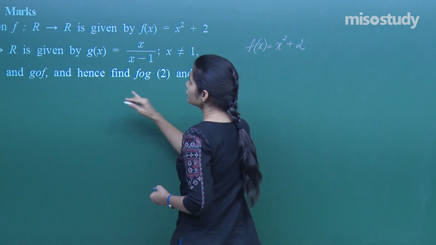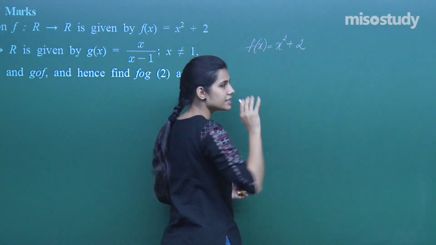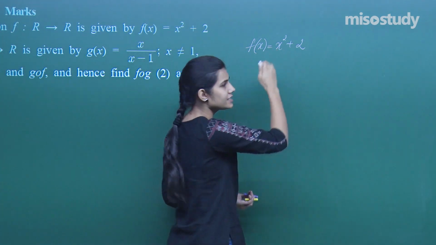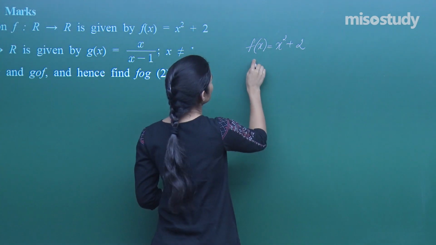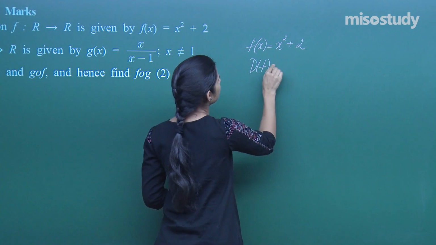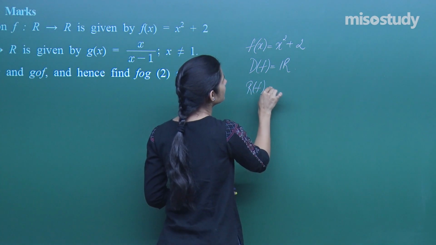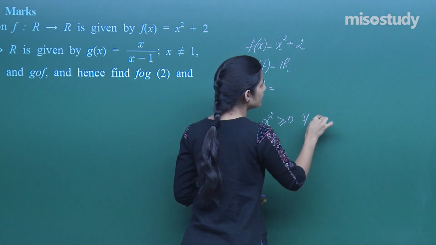Clearly x is allowed to take any real number, because x square plus 2 is a defined real number for any real number as x. You plug in x equals any real number, x square plus 2 will always give you a defined real number. So domain of F is clearly all real numbers. What about range of F? Well, x square is always a non-negative quantity for any real number.